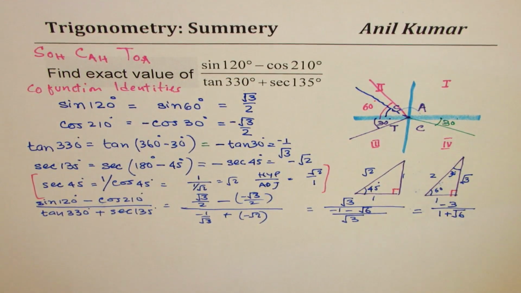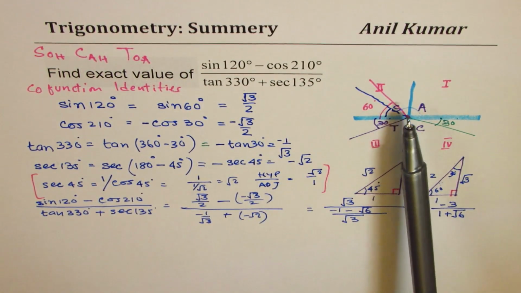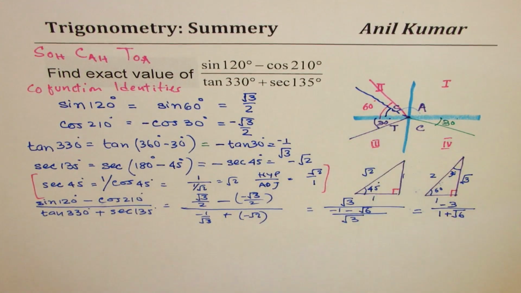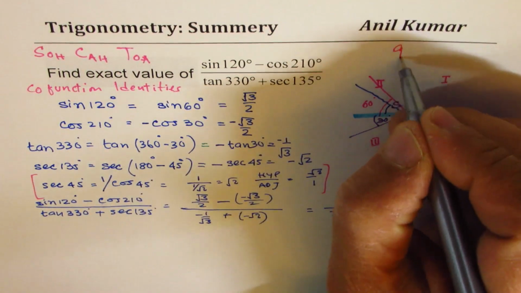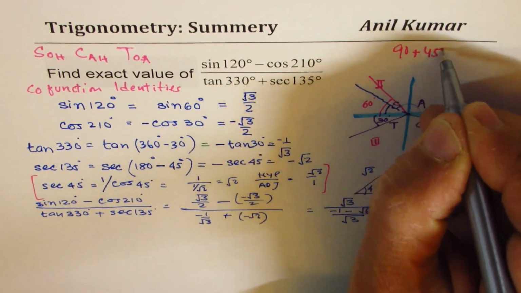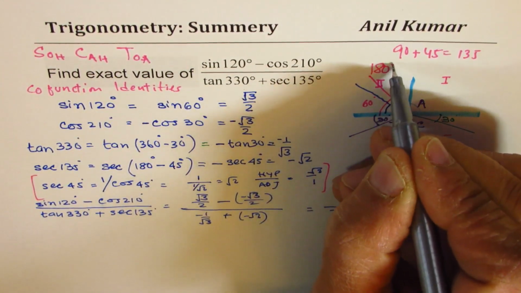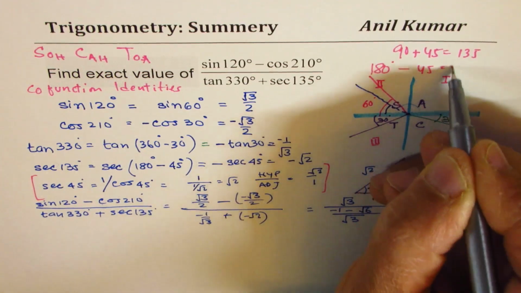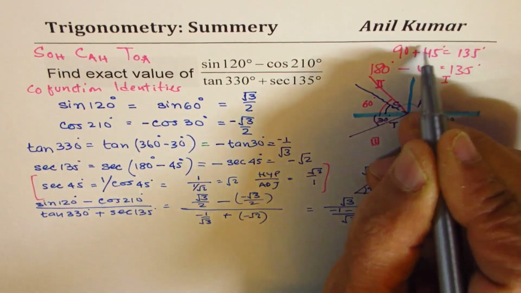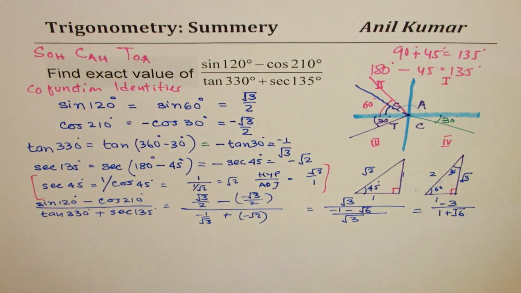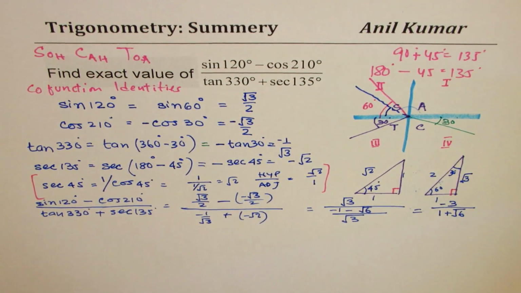Now, very important to note here is that I really didn't use the cofunction identities. For any angle, you could say 90 plus 45, right? So you could do 90 plus 45 is 135, or you could do 180 degrees minus 45 is also 135. I kind of avoided cofunction. It creates confusion. So when you are doing with exact values, better to use 180 and 360.